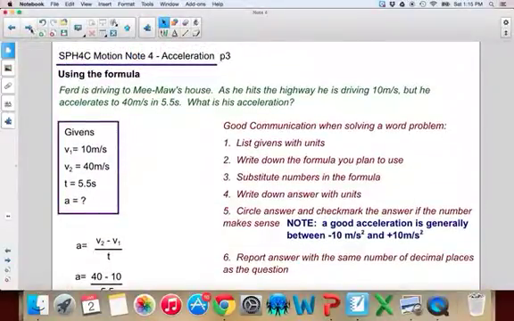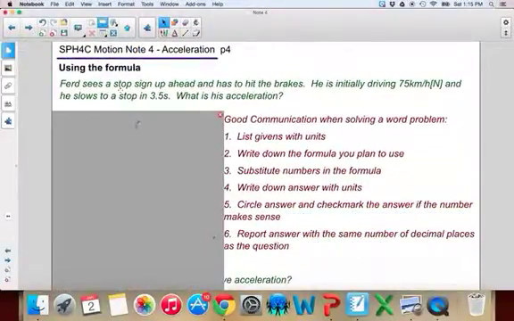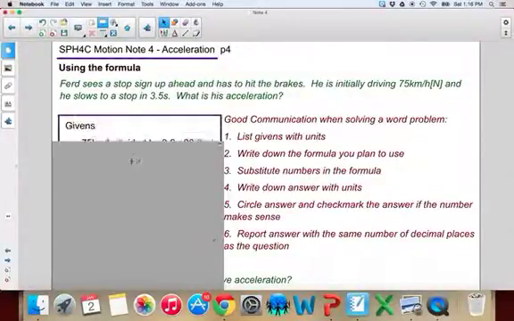Okay, let's try another example. First, sees the stop sign and hits the brakes. So he's initially 75 kilometers per hour north. By the way, kilometers per hour, I'm telling you that means we're going to have to change it to meters per second. And he slows to a stop in 3.5 seconds. What's his acceleration? A couple things to think about. What does the north mean?